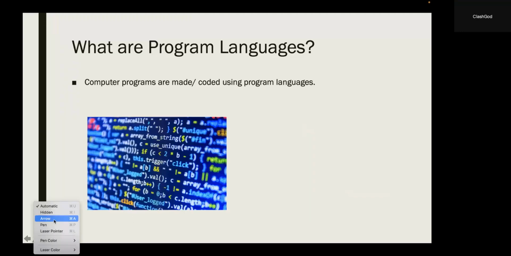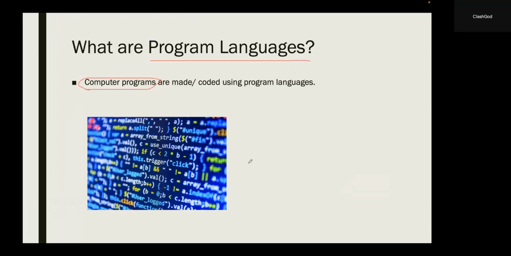So first, before we talk about this chapter, we have to first understand what a program language is. This chapter, small unit, is all about program languages. So what are program languages? We hear this term a lot in our lives, but have you ever thought about what it actually means? Well, we talked a little bit about computer programs before, right? They are a set of instructions that the computer carries out to meet a certain purpose.